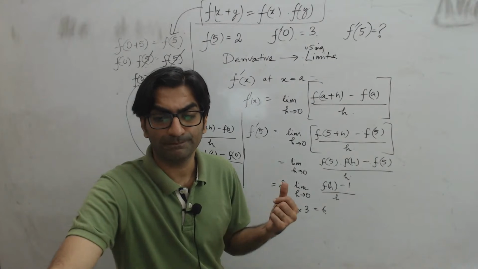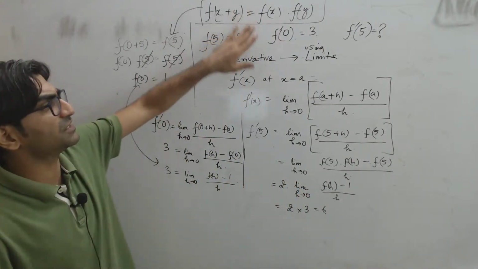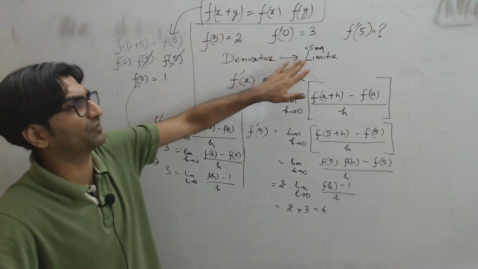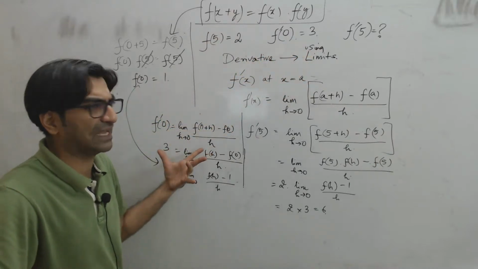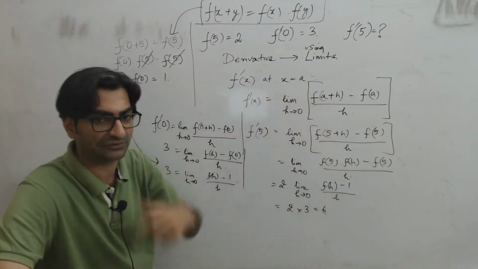Okay, any questions, any doubts? Three steps here. First, calculate the derivative using limits, and make an expression for f dash 0 and f dash 5, and see how we can use f dash 0 to calculate f dash 5, right?